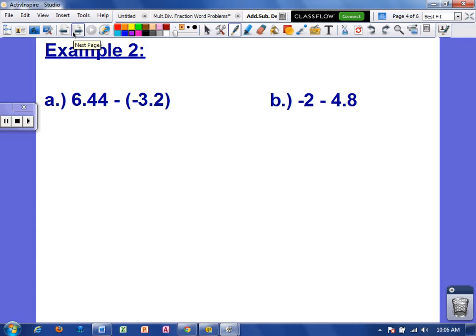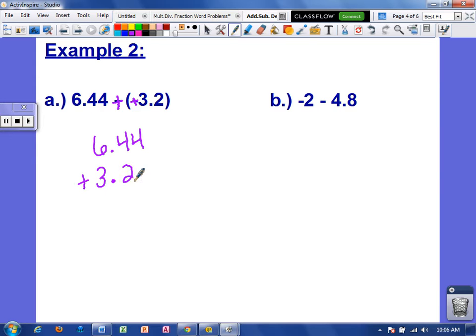So letter A, we have 6.44 minus a negative 3.2. So anytime we have subtraction, we always add the opposite. Anytime there's a negative involved, we do not subtract with negative numbers, we add the opposite. So this is really 6.44 plus a positive 3.2. So that's easy. Now it's just 6.44 plus 3.2. So I'm just going to add those together.